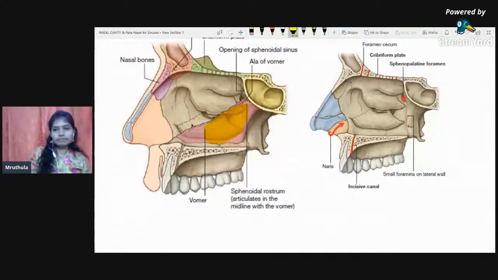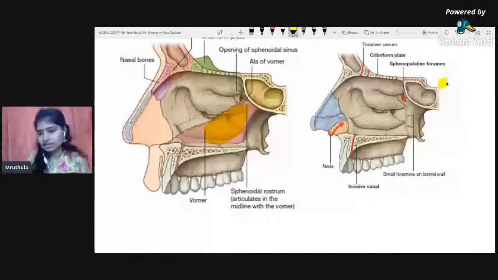Okay, so let us appreciate some parts here. I hope you remember the turbinates. I mentioned turbinates. So turbinates are otherwise called as... Can you guys say what is the other name of turbinates? Okay, so we can see the turbinates in this.